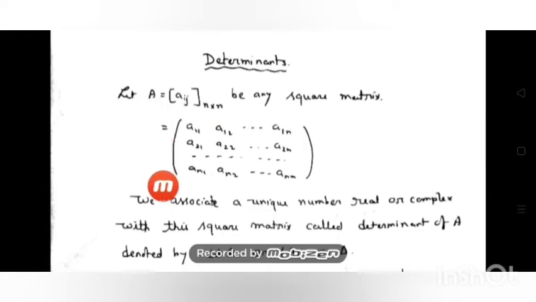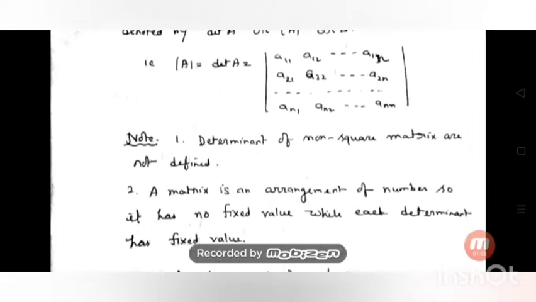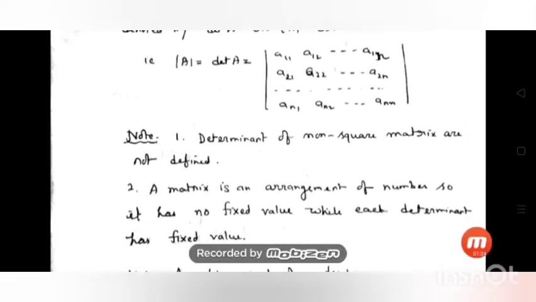And symbolically it is denoted by det A, or by writing A within two vertical lines, or by capital delta. So what is a determinant? If A is a square matrix, we associate a unique number, real or complex, with this square matrix, called the determinant of A, and it is denoted by det A, or by A within two vertical lines, read as determinant A, or by delta.